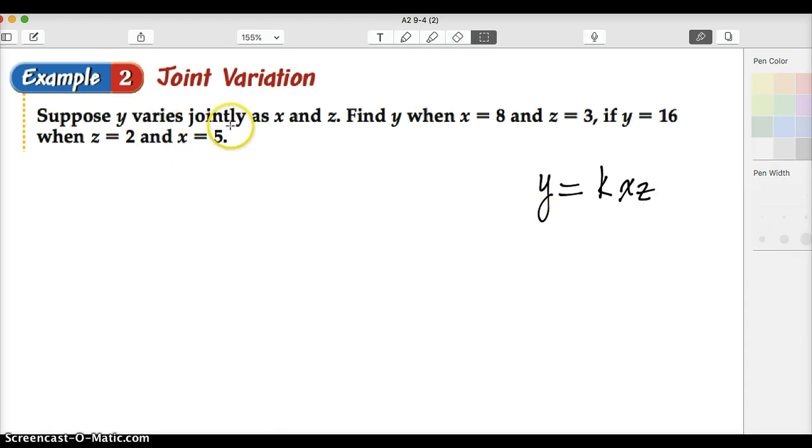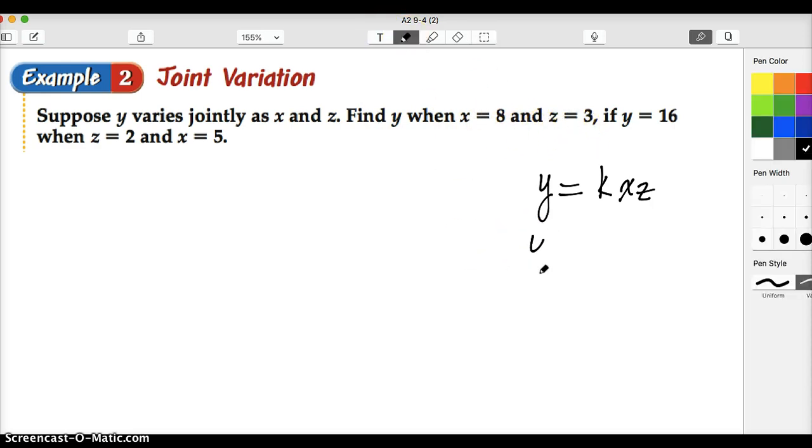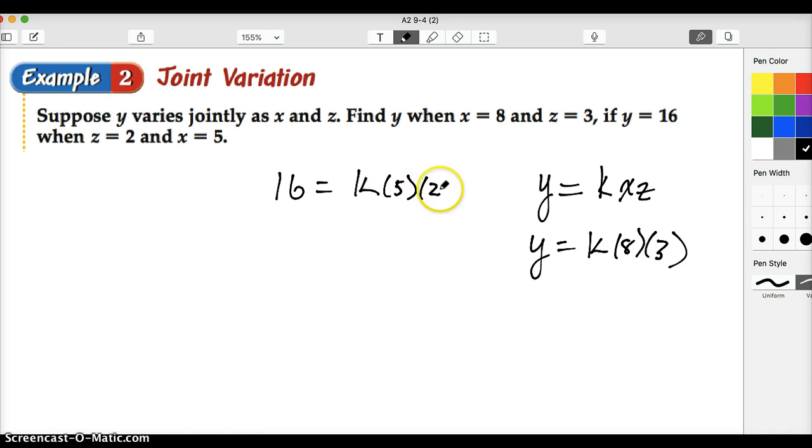So over here, suppose y varies jointly as x and z. So y equals k times xz. Find y when x is equal to 8 and z is equal to 3. So that's the problem. I'm going to write that down, looking for y in this situation. And then they give me the key to the problem because they say, hey, guess what? Y is 16 when x is equal to 5 and z is equal to 2. So I'm going to use that to find my k value.